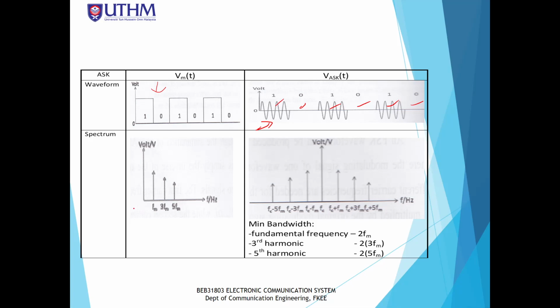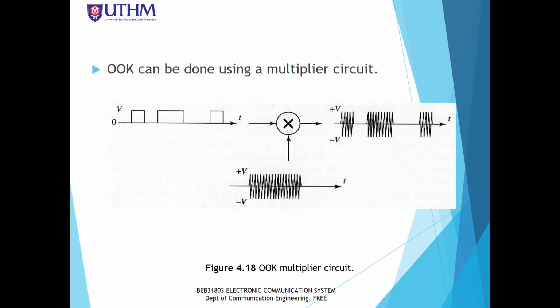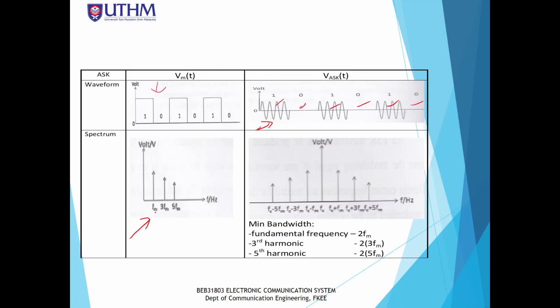For example, here for Vm(t) we have 3 input components: fm, 3fm, 5fm. Therefore the bandwidth is going to be like this. The bandwidth is 2 times fm. So if we have up to 5fm, that means we have 2 times the input frequency, 5 times 2, which is 10fm. So this is up to the 5th harmonic. It depends on how many harmonics are in the input.